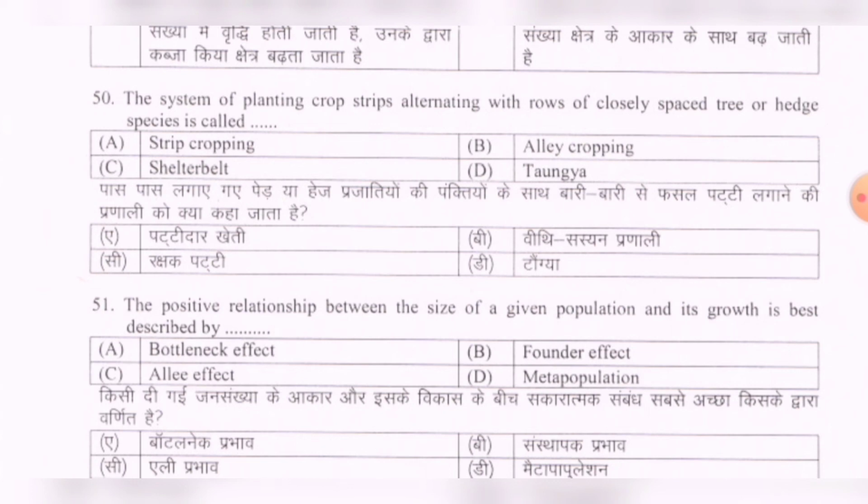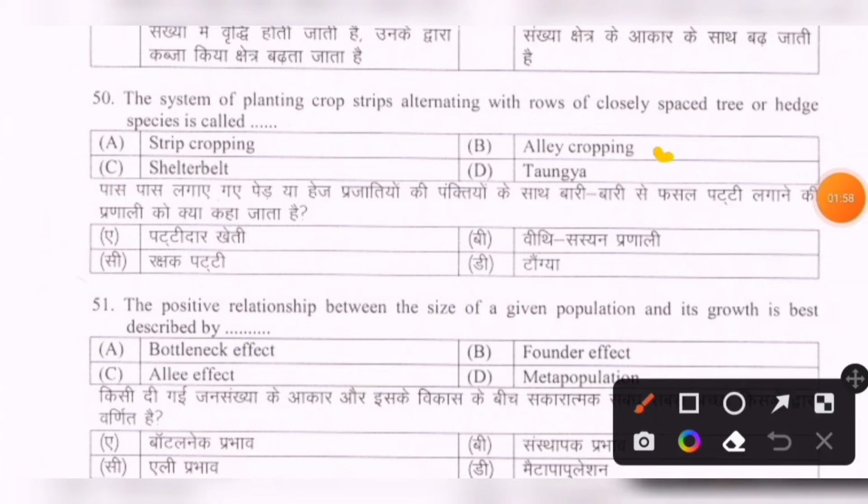The system of planting crop strips alternating with rows of closely spaced tree or hedge species is called. Options are strip cropping, alley cropping, shelter belt, tangia. The correct option is alley cropping.